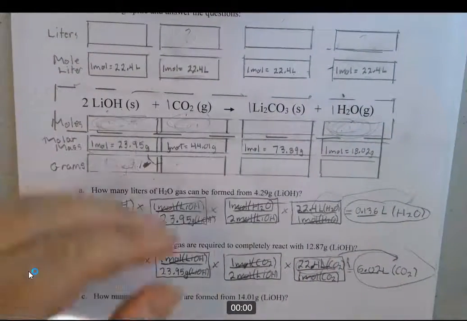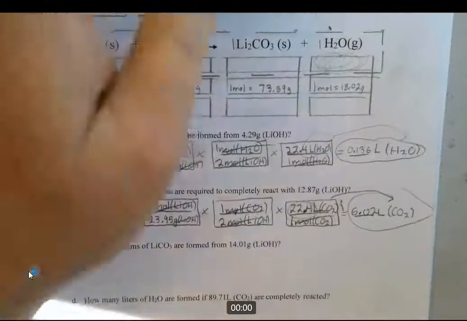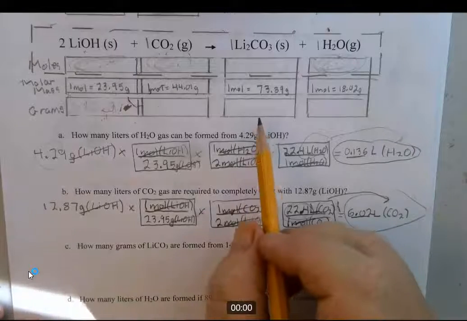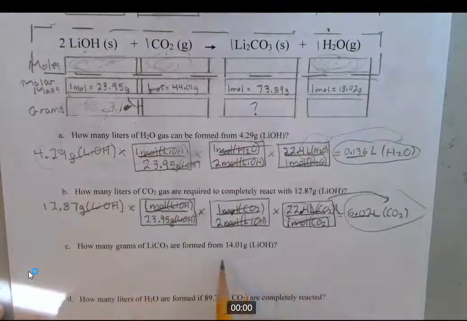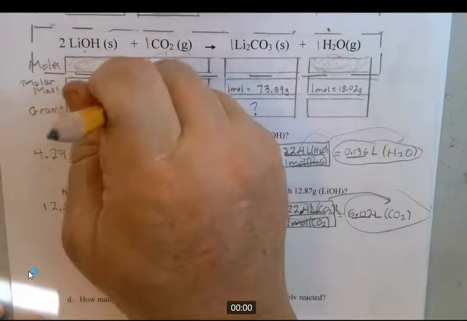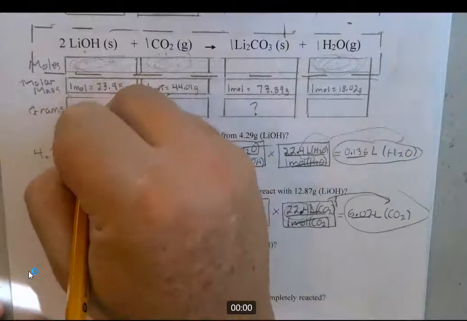Okay, next question. Try to keep everything on here as best we can. How many grams of, excuse me, lithium carbonate are formed from 14.01 grams of lithium hydroxide? So we go over here to lithium carbonate and it's looking for grams to grams. This is something we would have done last week with grams to grams. And it's 14.01.